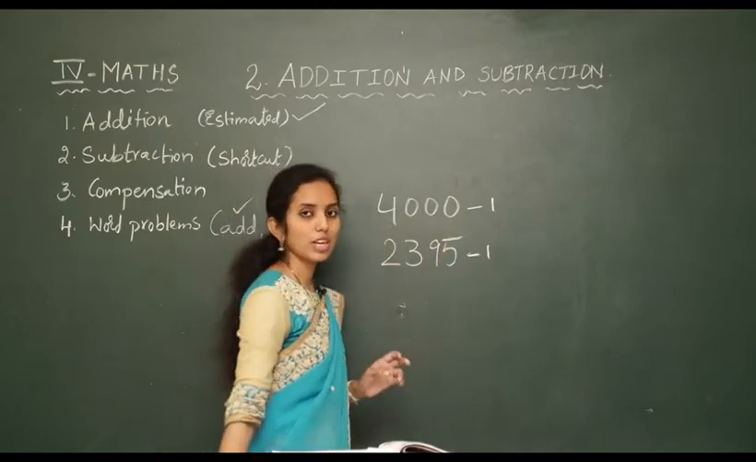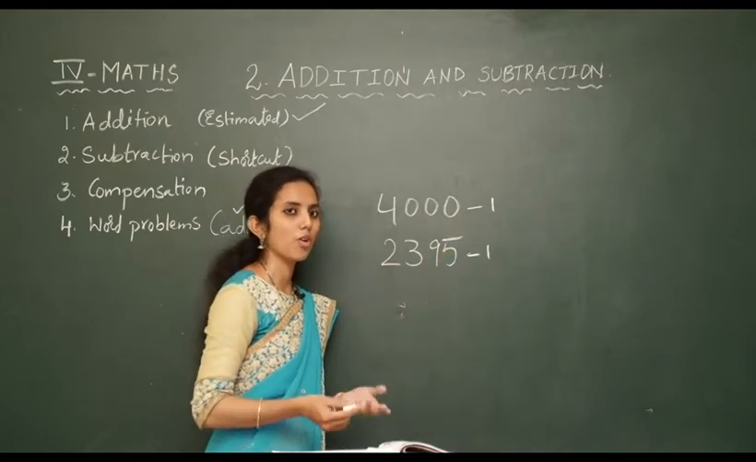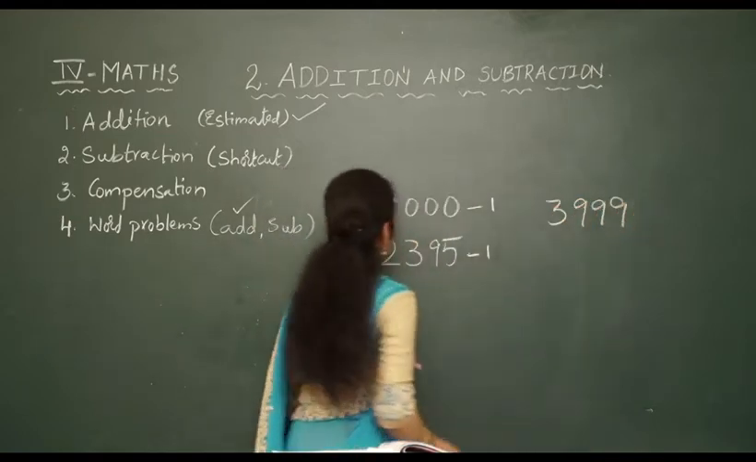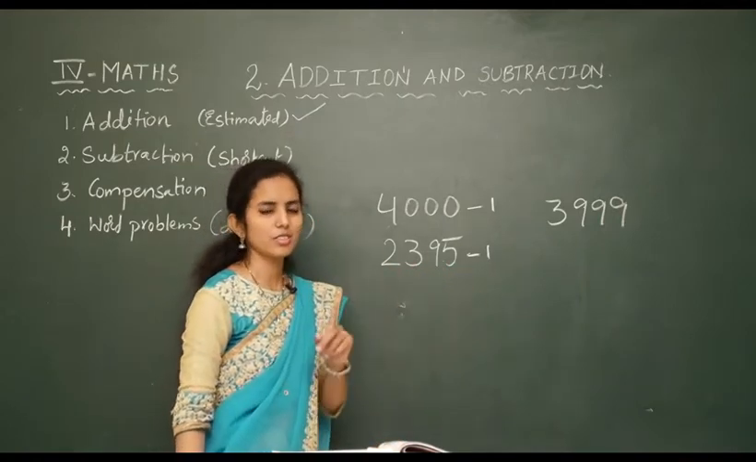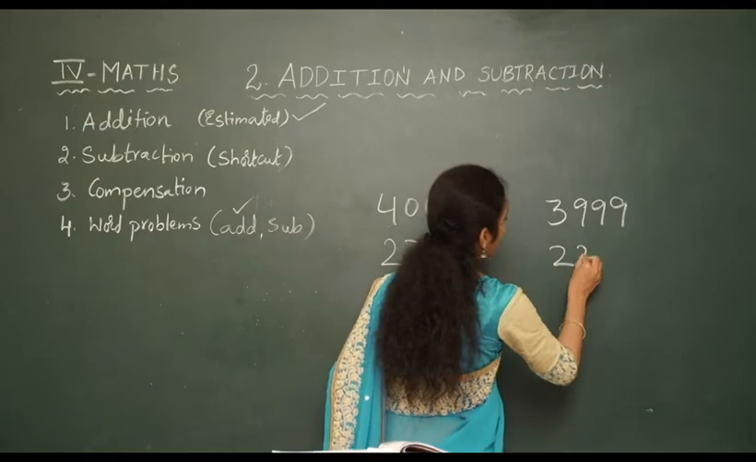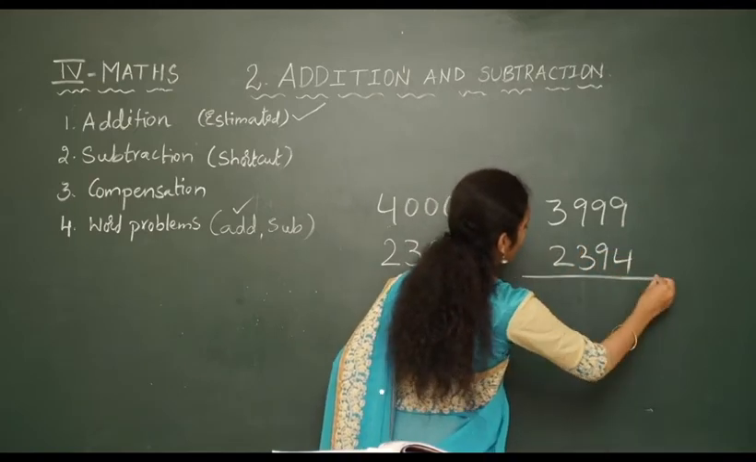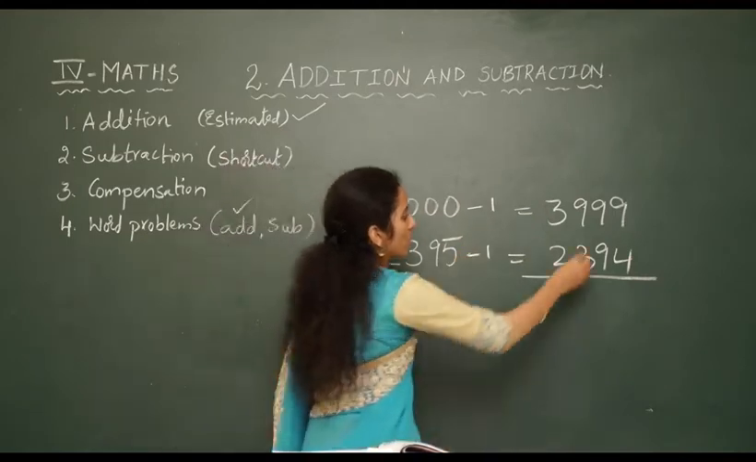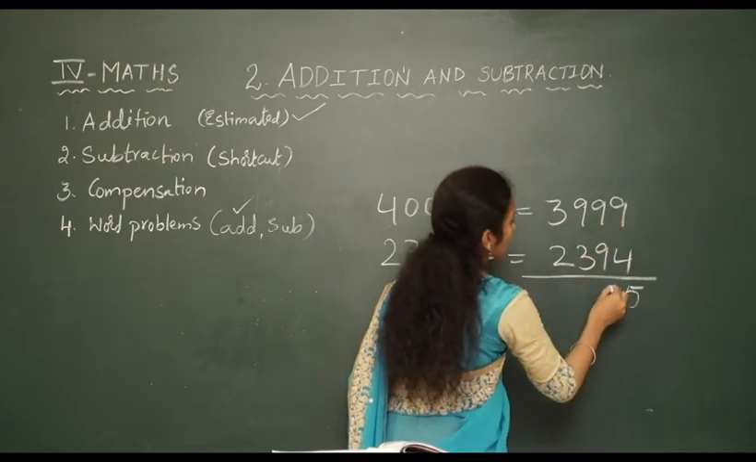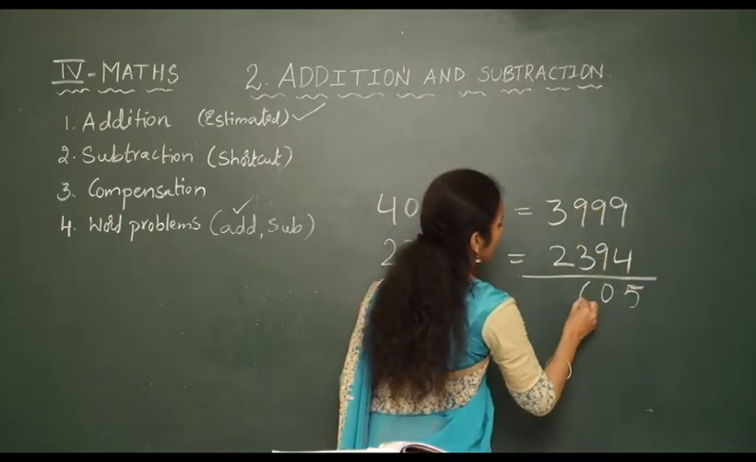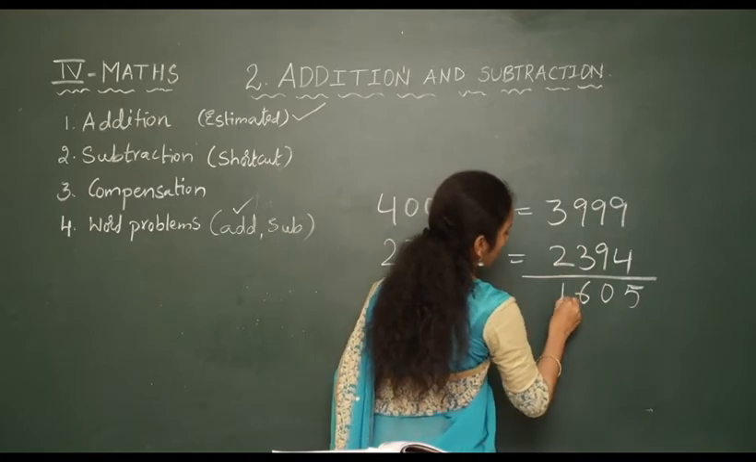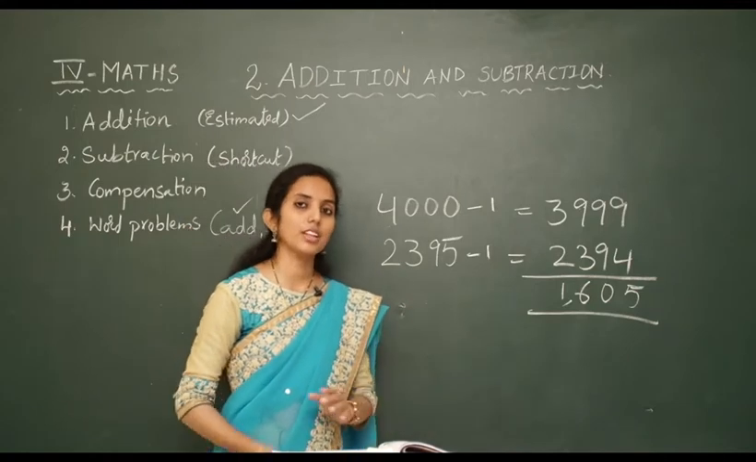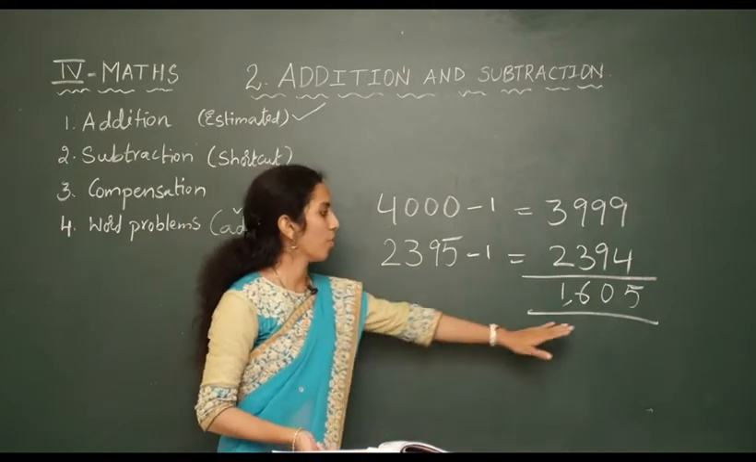So 4000 minus 1, what is the answer? It's very simple, 3999. 3999 and 2395, just minus 1. So 2394. So these are the numbers we get after subtracting 1 from both the numbers. So 9 minus 4 is 5, 9 minus 9 is 0, 9 minus 3 is 6 and 3 minus 2 is 1. This is the same result that we have got when we have done the subtraction in the traditional method also. So both the answers are same.